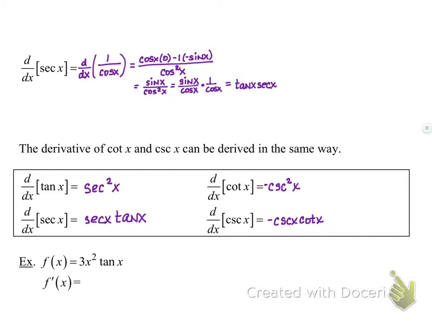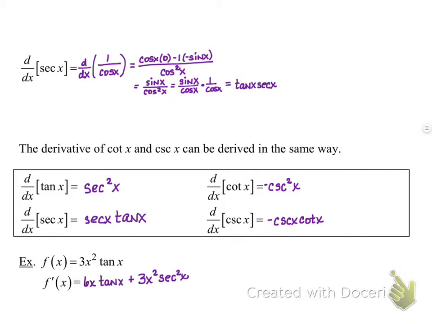The derivative of cotangent is negative cosecant squared x, and the derivative of cosecant is negative cosecant x cotangent x. Now we're going to come down to our last problem, which is 3x squared tangent x, and we can use the product rule to figure that out. Now that we know what the derivative of tangent x is, we no longer need to use the quotient rule. So we are simply going to take the derivative of the first times the second plus the first times the derivative of the second.